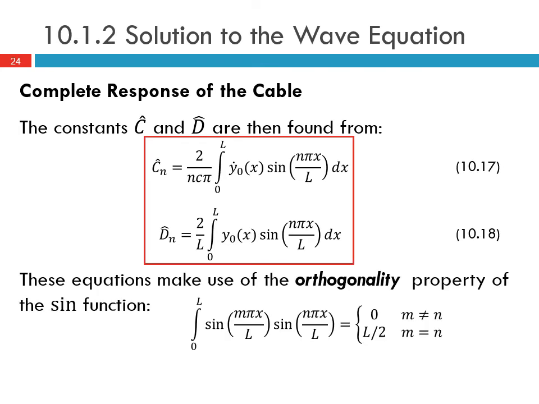So these equations make use of this orthogonality property of the sine function, that when you integrate over the length 0 to L, sine of m pi x over L times the sine of n pi x over L is equal to 0 if m is not equal to n, and it's equal to L over 2 if m is equal to n. So basically what we did, we took our expressions on the previous slide, multiplied by sine of n pi x over L, and then used this orthogonality condition to rearrange our equation and come up with these expressions for Cn hat and Dn hat.